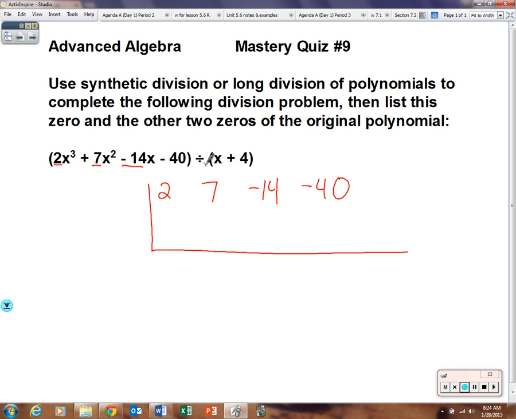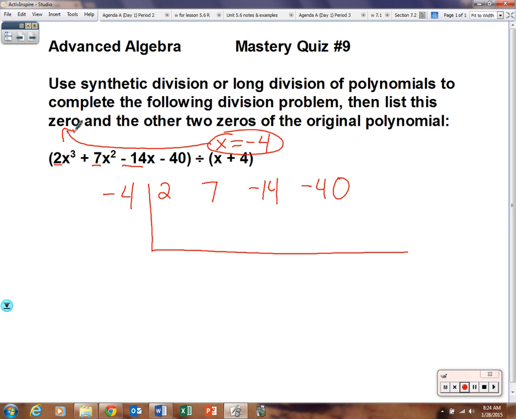Now, we're dividing by x plus 4, so we need to change that to a 0. So what would make x plus 4 equal 0? Okay, hopefully you can do that in your head. That would be negative 4. So that is what we're going to put on the outside, negative 4. So we already have one of the solutions. That would be this solution right there, or the 0.